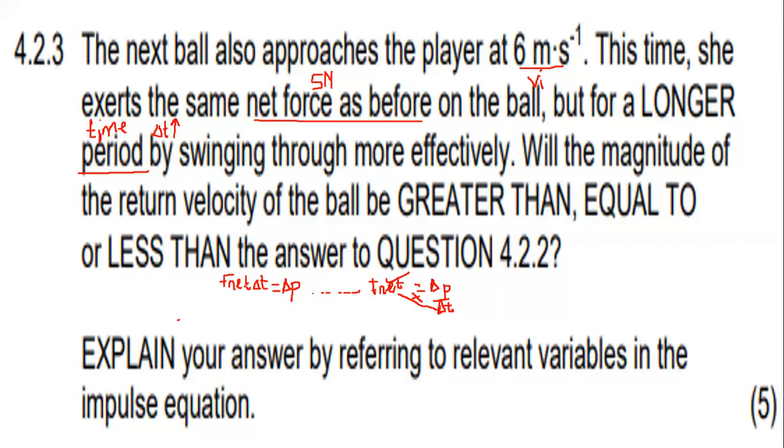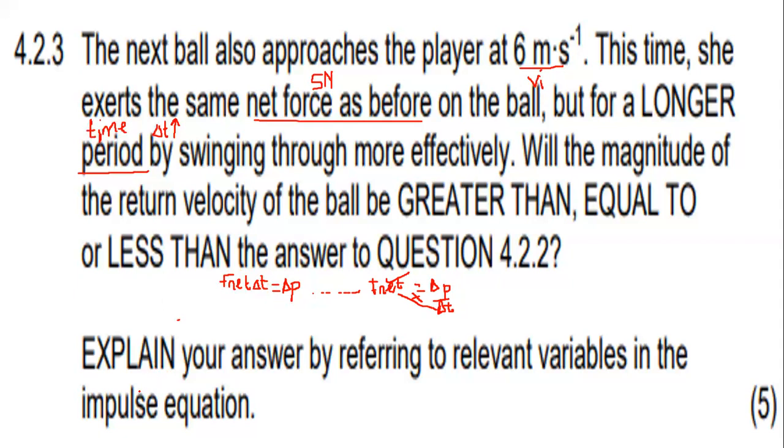So it is the velocity after the collision. In other words, when we increase the contact time and we keep the net force the same, then the change in momentum is going to increase. And also if we keep the mass the same. In other words, when we increase the contact time, the net force is kept constant, the mass is kept constant, the change in the momentum will increase, and this means the velocity has increased.